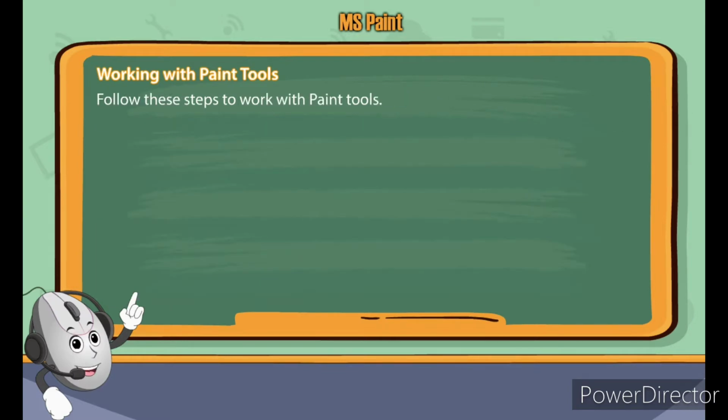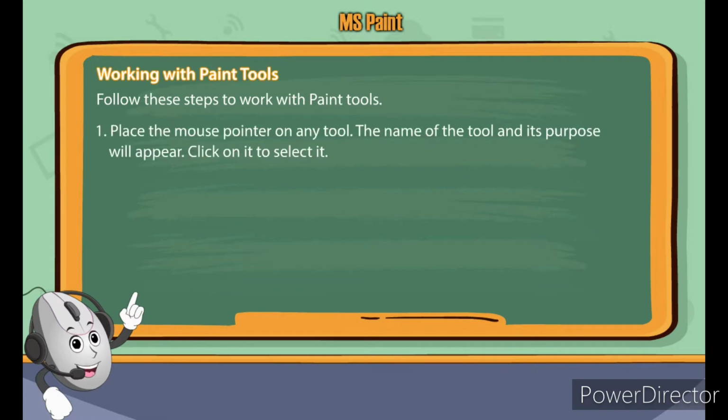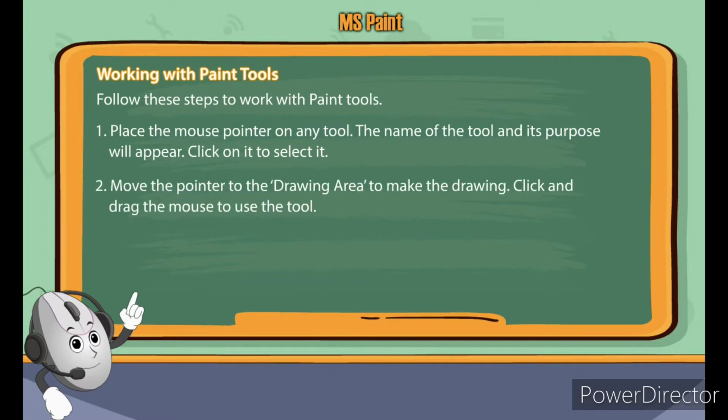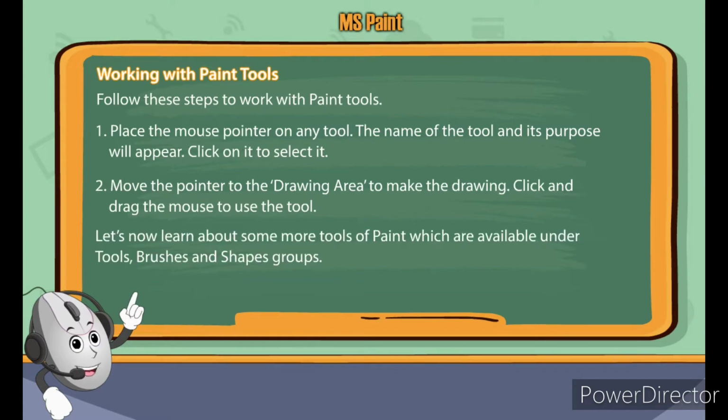Follow these steps to work with paint tools. 1. Place the mouse pointer on any tool. The name of the tool and its purpose will appear. Click on it to select it. 2. Move the pointer to the drawing area to make the drawing. Click and drag the mouse to use the tool. Let's now learn about some more tools of paint which are available under Tools, Brushes and Shapes group.